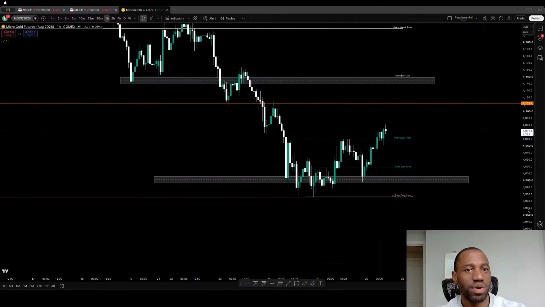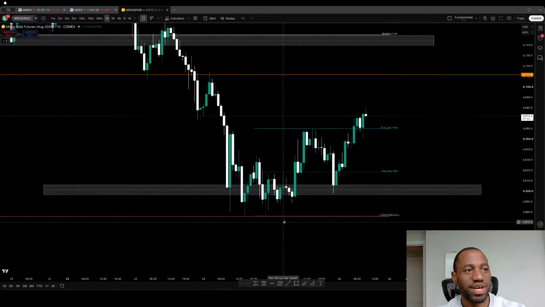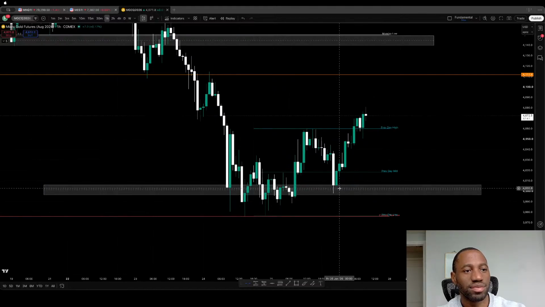Why is this a level to watch? Because, remember, we broke down below this key 4,000 level. We came back up into it, right? Previous day high rejection. And then during the overnight trading, we came back into this area. The low was at 3,997.9. So we still held that 4,000, and we've been on an uptrend ever since. So this is why, as far as the buyers are concerned, if we come back down into this area, definitely an area to watch.